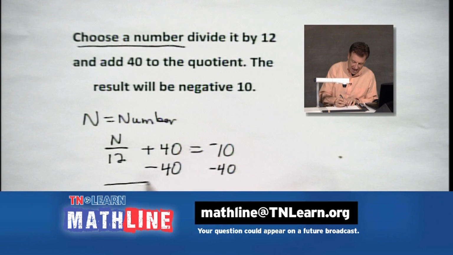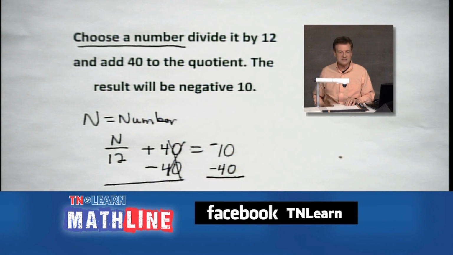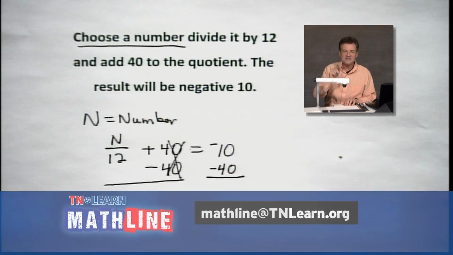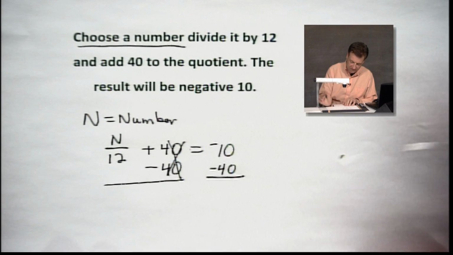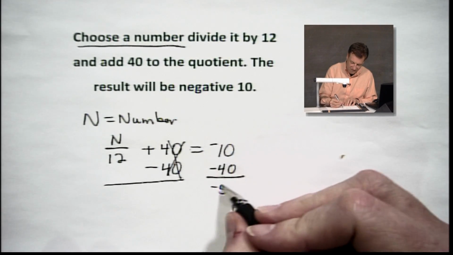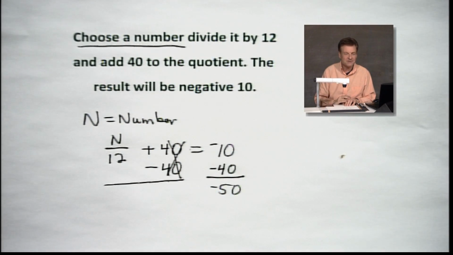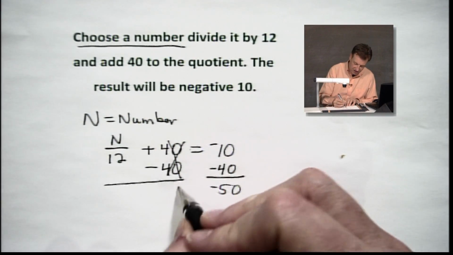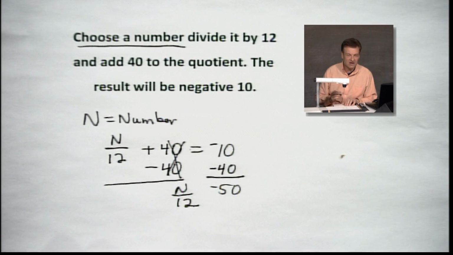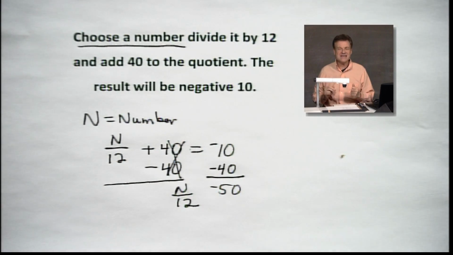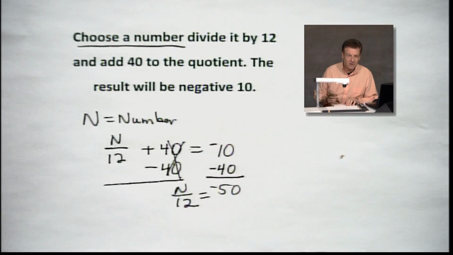So let's see what's going to happen. These 40s on the left say goodbye. This 40 becomes -40 actually, and -10 come together. Signs are the same, so we're going to have -50. Now, what's left on the left-hand side? I see n over 12. Now, n over 12 means n divided by 12. So if we divided going forward, to go backwards we need to multiply by 12.